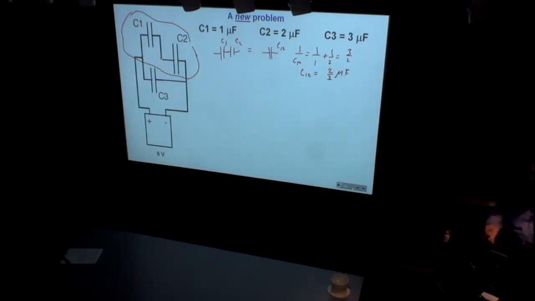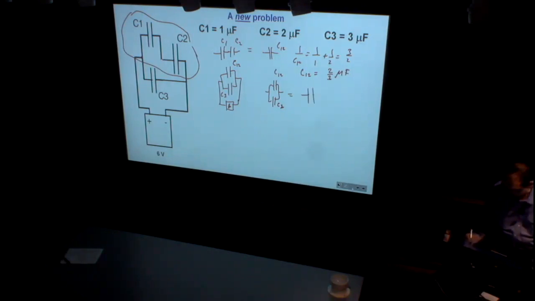Now we have to redraw the circuit. The new circuit now has to show only two capacitors and the battery. We didn't touch the battery, so it remains 6 volts here. We didn't touch capacitor number 3, it remained the same. But now we have replaced two capacitors, 1 and 2, with one capacitor, C12. And now these two capacitors are in parallel. Now we can see it. So now these two can be replaced with one, and the capacitance of that equivalent capacitor will be equal to the sum, 2/3 plus 3.